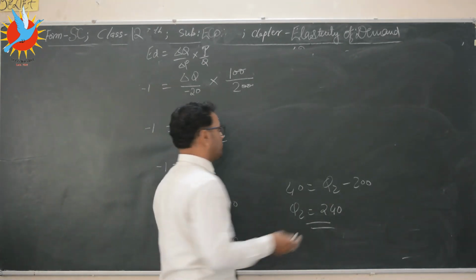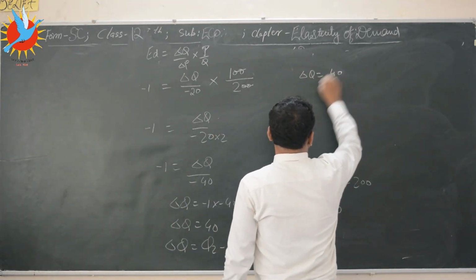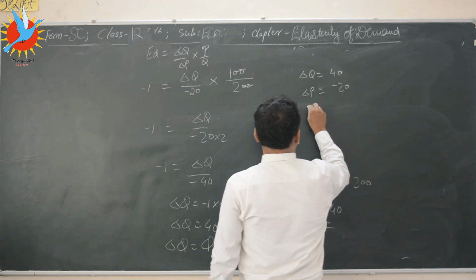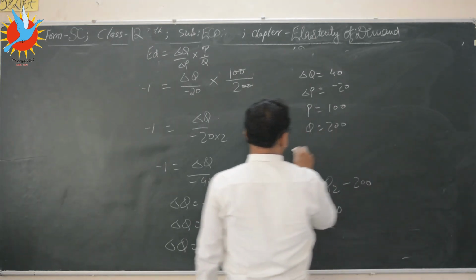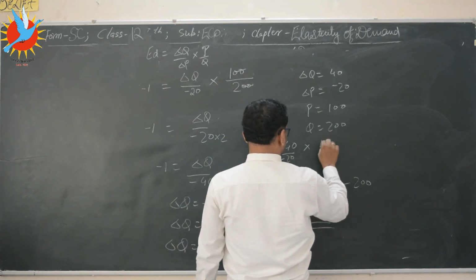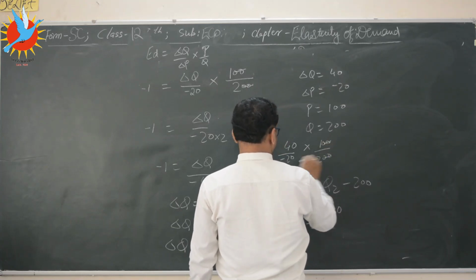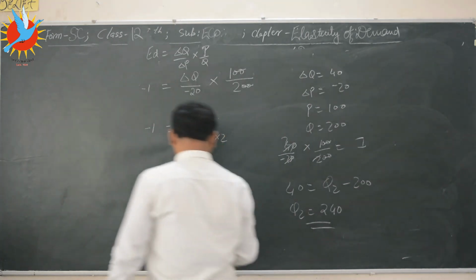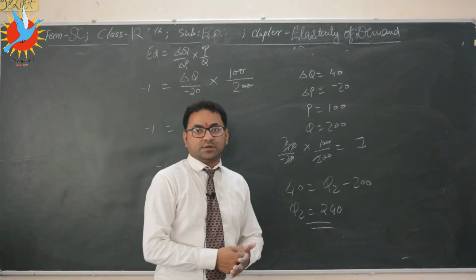Let us find out whether our answer is correct or not. So delta Q is equal to 40, delta P is equal to minus 20, P is equal to 100, and Q is equal to 200. So 40 upon minus 20 into 100 upon 200. So our answer is minus 1. Our elasticity is minus 1, means our answer is correct.